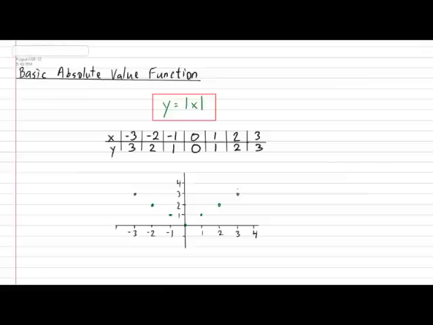And I think by now you can see the overall shape of the resulting graph. Good for you if you realize that it will form a V-shaped type graph. And that's all there is, ladies and gentlemen, to what the graph of a basic absolute value function looks like.